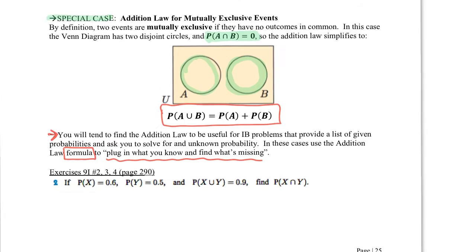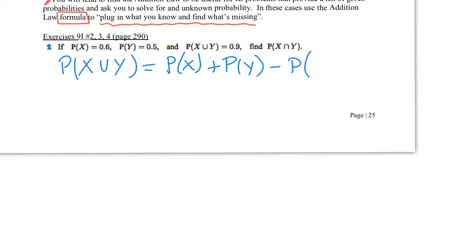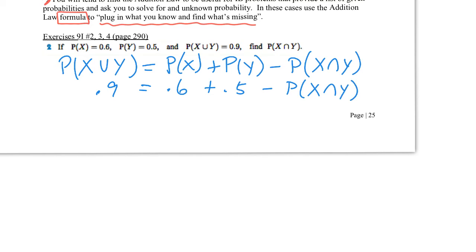The first sample problem here at the bottom of the page shows that the probability of x is 0.6, y is 0.5, and x union y is 0.9. Find the probability of x intersection y. If I write out the addition law, the main topic of the section, and use the letters x and y instead, this is what it would look like. The probability of x union y equals P of x plus P of y minus P of x intersect y. So if I plug in everything I know, 0.9 for this, 0.6 for this, 0.5 for this, and minus off what's missing, then I can easily solve for it.